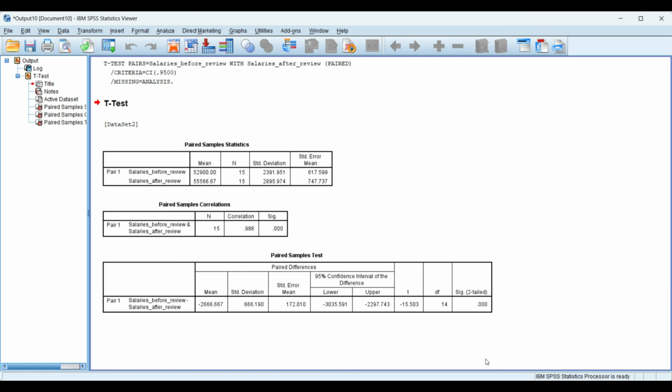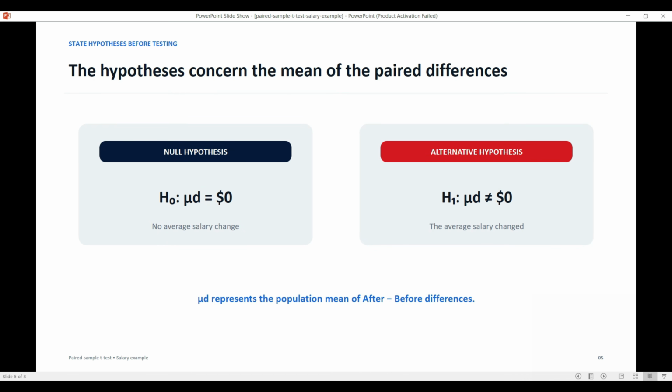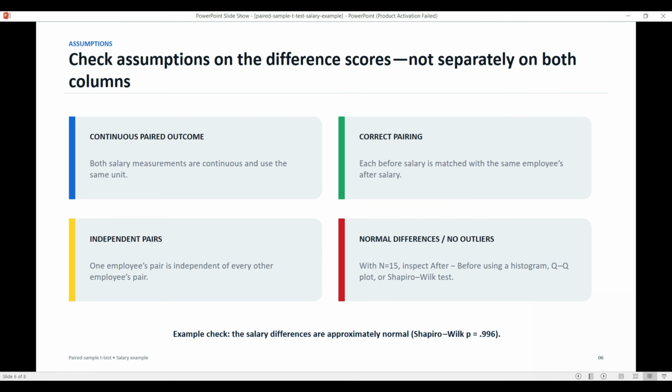Now we come to the presentation so we can elaborate the results clearly. So our null hypothesis was that the average difference between two salary measurements is zero. But the alternative hypothesis shows that the average salary difference is not zero. Okay, so we can see the results here. These are the assumptions of paired sample t-test.